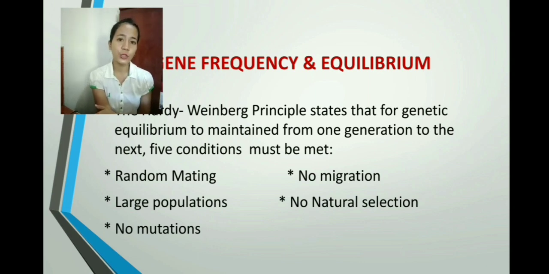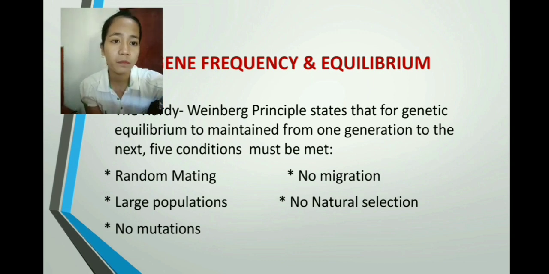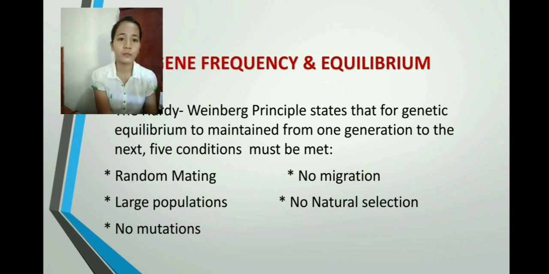And also, it must have a large population, because genetic drift, or random change in allele frequency, has less effect on a large population than a small population. And of course, there must be no mutation, because if genes randomly mutate, new alleles may be introduced into the population, and allele frequency will change. And of course, no migration.